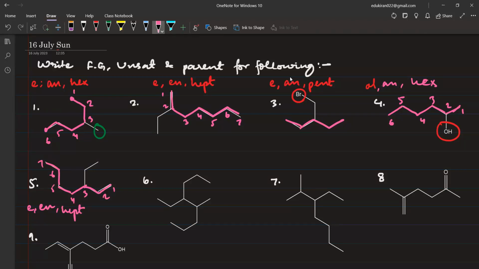Now in the sixth case, it is a bit tricky. You just need to get, you don't have any double bond, triple bond, or functional group. So it will be e, a, n, and the parent carbon chain. I think that this will be the longest carbon chain. With 1, 2, 3, 4, 5, 6, 7, 8 carbon atoms, it will be oct.